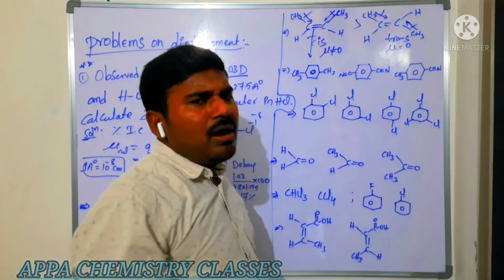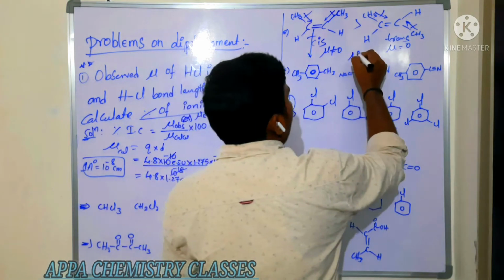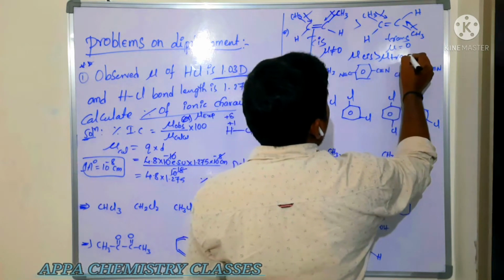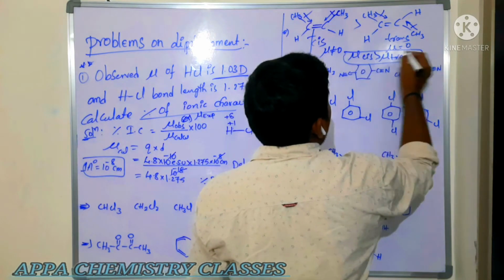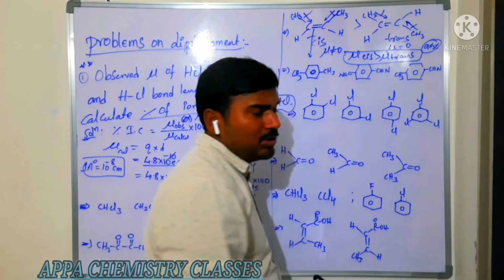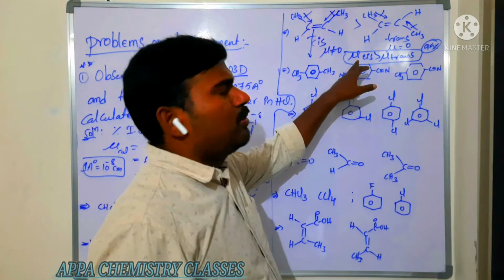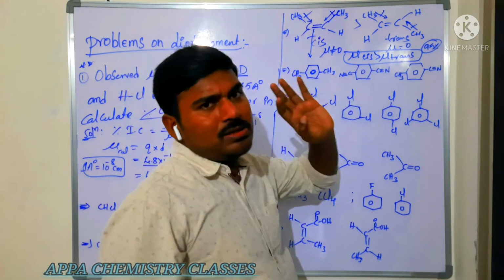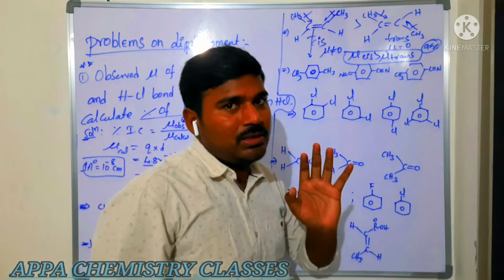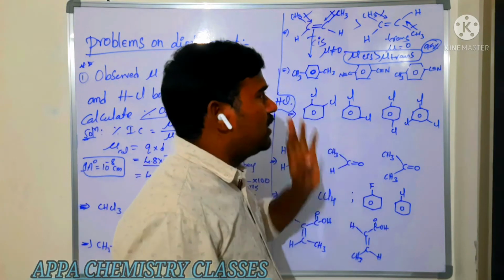Cis. Always the cis dipole moment is more than the trans dipole moment in most of the cases. Around 95% it can be applicable. That is, always the dipole moment of cis is more than the trans. In 95% I am saying, not 100%. Some exceptions are there. That exception I will tell you in the end.